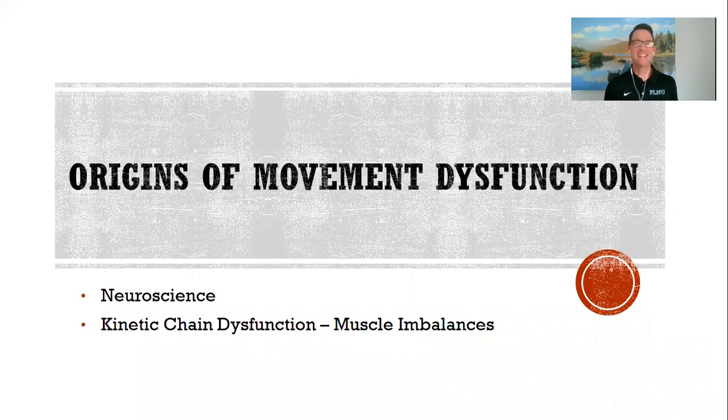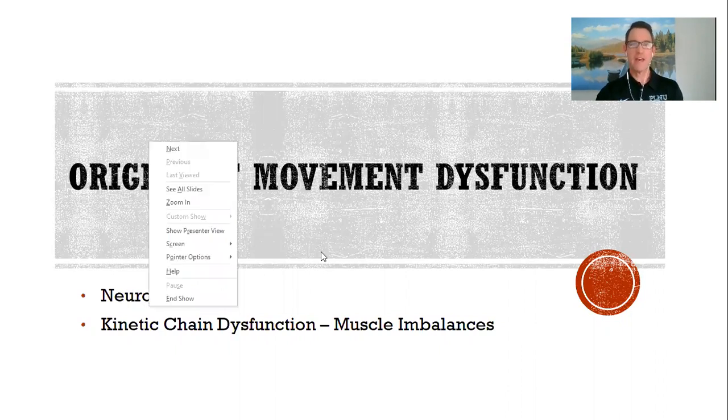Hi, everybody. Okay, now that we have foundations of corrective exercise and the need for this class, I want to talk about the origins of movement dysfunction, because if we want to know how to fix things, we have to know what's going on in the first place, right? And we need to understand some neuroscience behind that. And so I want to talk about that. Let me get my pointer out here real quick.